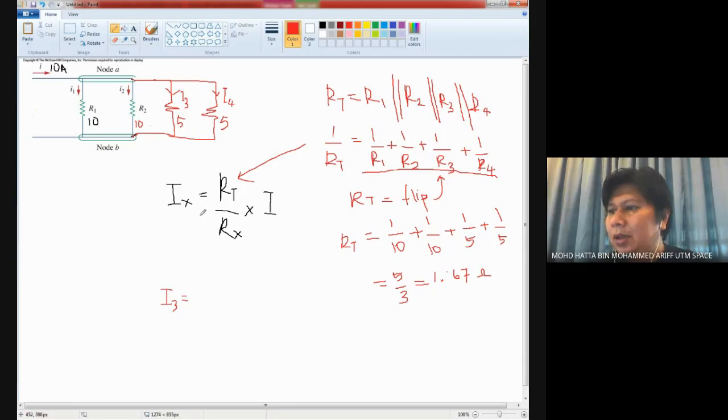1.67 ohm. Now if I try to find the current flowing through here, I must use this value, 1.67, divided by Rx. Since x here we consider as I3, x is 3, so this should be 5 times 10. If you try to calculate I1, you should use this 1.67 value because it is our R total, divided by R1, which is 10 times 10.